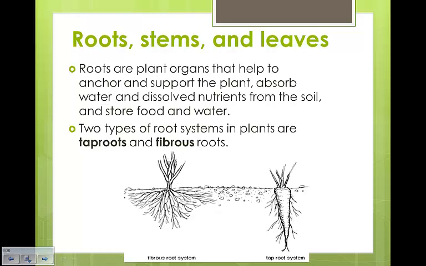And then, of course, there is a taproot system. This looks like a carrot. Carrots are taproots, and so when you eat a carrot, you're eating the root. And dandelions have these. You'll pull deep into the taproot, which is why when you just pull off this part up here, it grows back, because it's got this wonderful root just hanging out underneath.